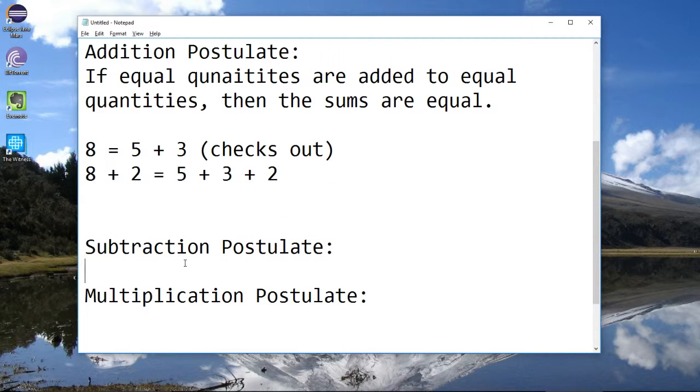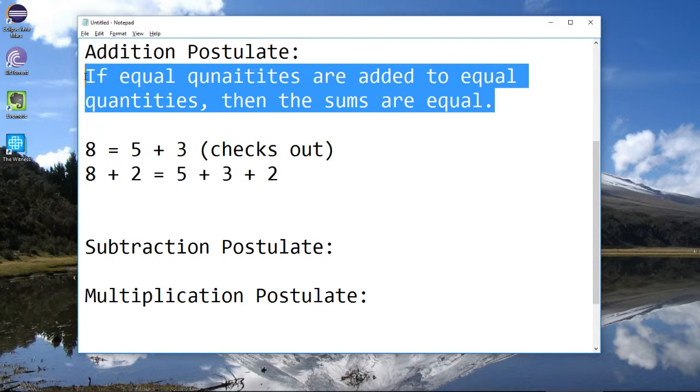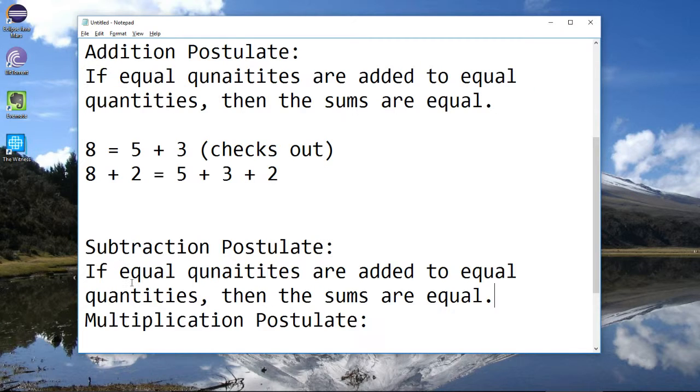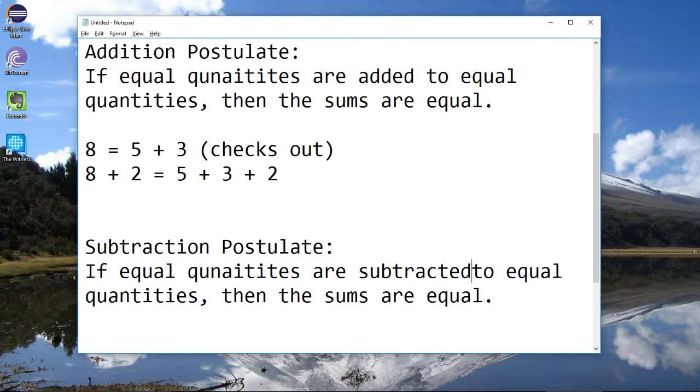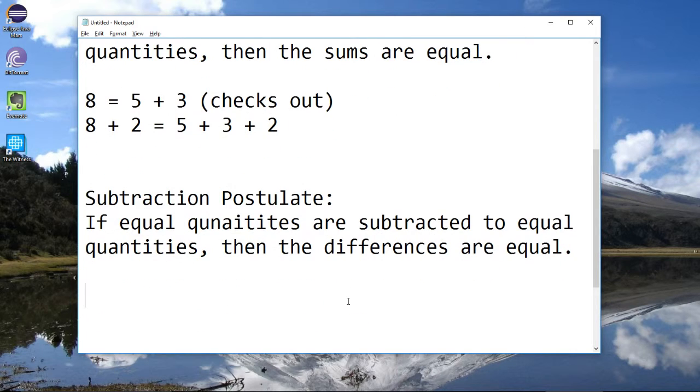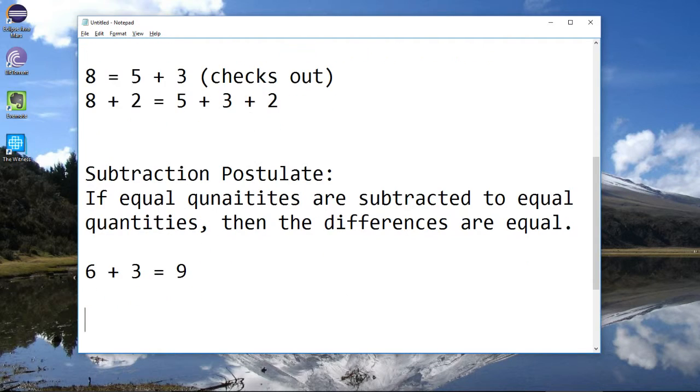Well, the subtraction postulate is literally exactly the same. In fact, I can copy this and paste it down here, and then all I need to do is say, oh, if equal quantities are subtracted from equal quantities, then instead of sum, I can say the differences are equal. An example of that would be, let's say 6 plus 3 equals 9. And if I take away 1 from both sides, let me do 6 plus 3 minus 1 is equal to 9 minus 1.